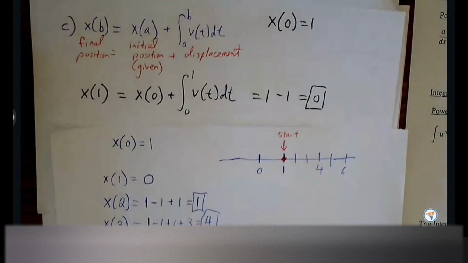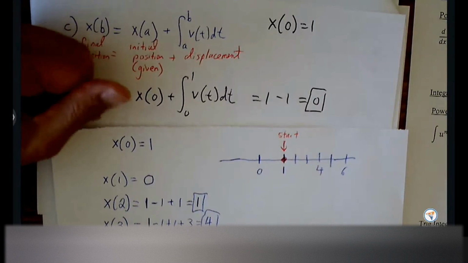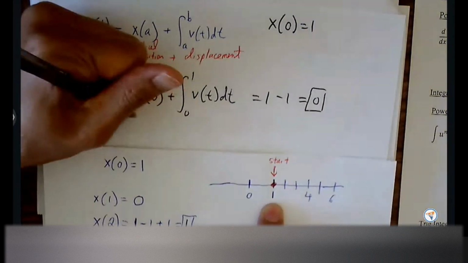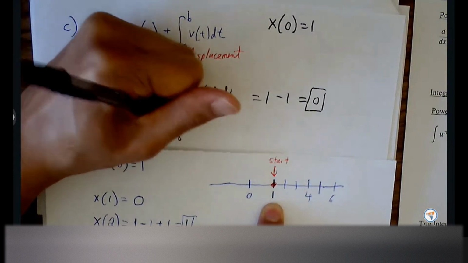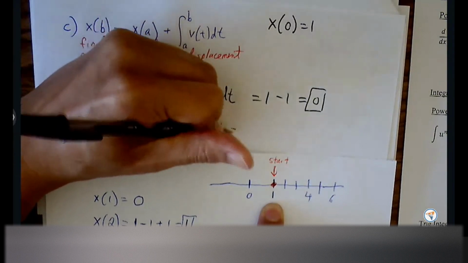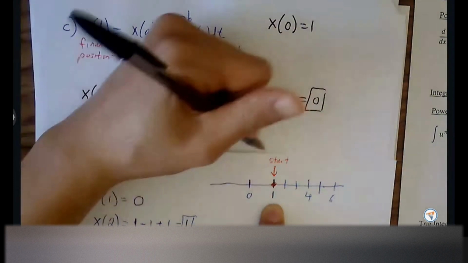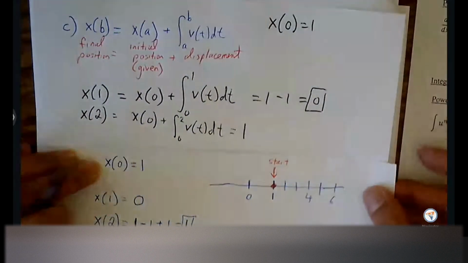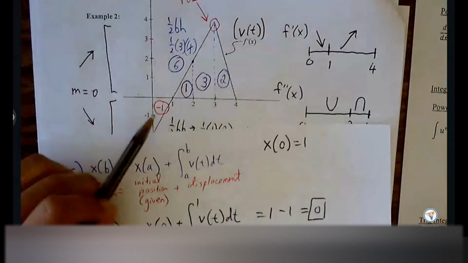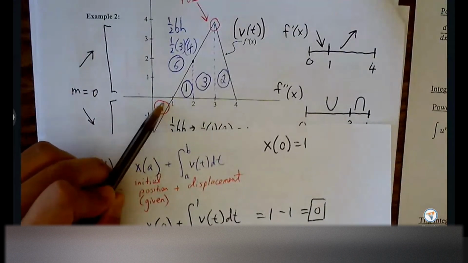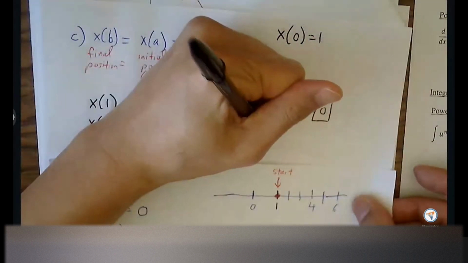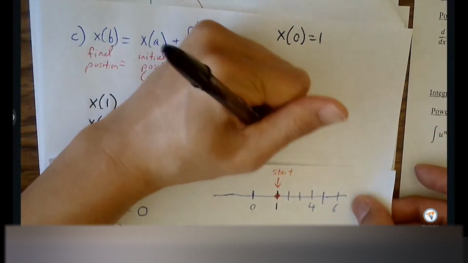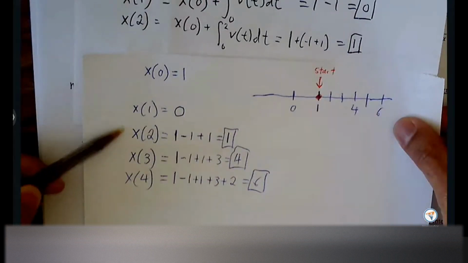If I want to find x of 2, I'm going to start at position 1, and I'm going to total that distance from 0 to 2. So it's going to be 1, and then between 0 and 2, we know it's negative 1 plus 1. So backwards 1 unit, forwards 1 unit. And we're back to where we came from, right? And that's what we were discovering here.